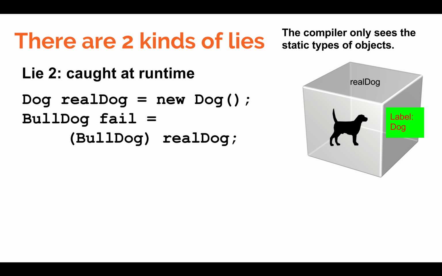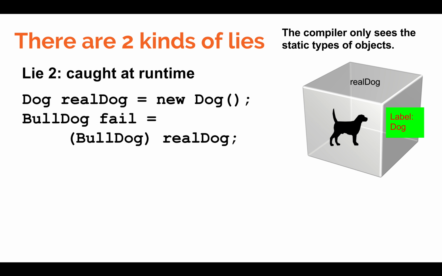Okay. This is the second kind of lie. We haven't talked about this one yet. So let's try this. Dog real dog is new dog. So I've made a real dog. Both its dynamic and static type are dog. And that's why I'm calling it real dog, just so that it's clear. Okay? Now I try to do this. Bulldog fail. Something should tell you that this line fails because the variable is fail. So bulldog fail is, I'm casting real dog to be a bulldog.